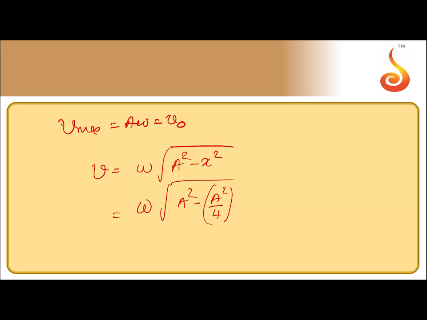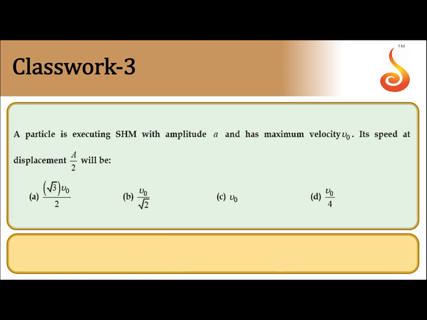Speed at a displacement, this one. So omega, this is 4 minus 1, 3. Thus I have a by 2 root 3. Or this omega a is nothing but v0. So v0 into root 3 divided by 2 is the speed of the particle at half the amplitude. So v0 root 3 divided by 2 times. A is our correct choice.